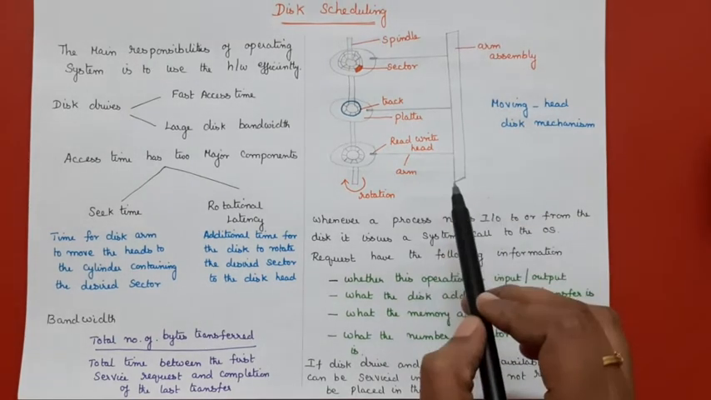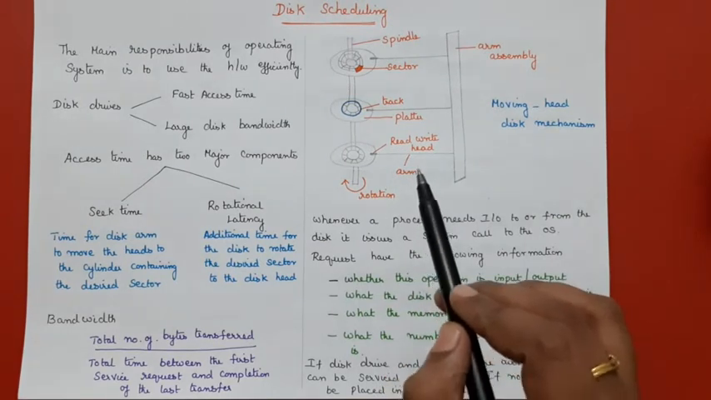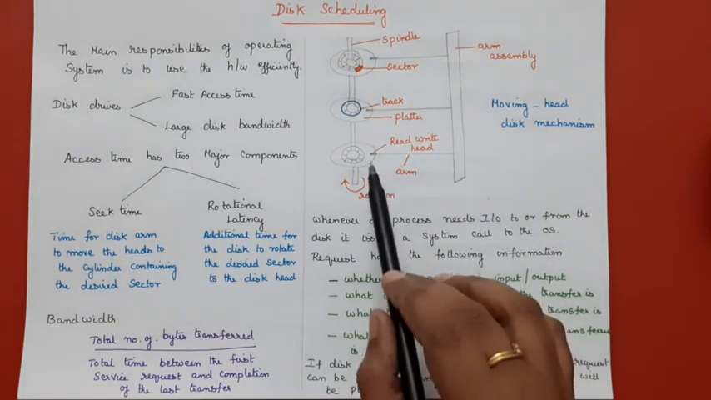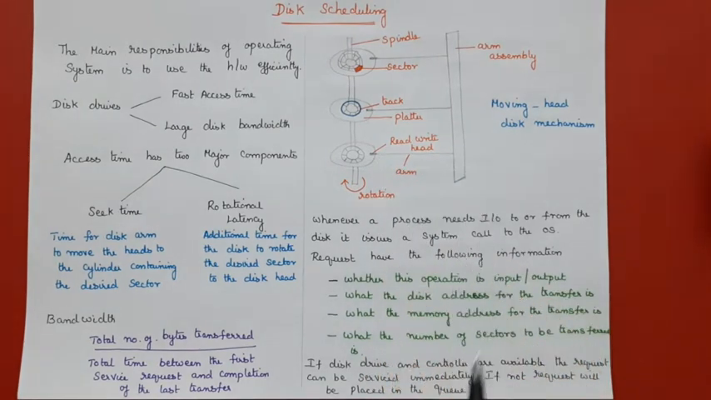We will have an arm assembly. This arm is going to do the read write operation. This is your read write head. This arm does the read write operation on the disks, and inside the disk you have tracks, and each track has sectors. In those sectors the data will be stored, and that will be accessed with the help of your arm assembly. This is the main idea of the moving head disk mechanism.